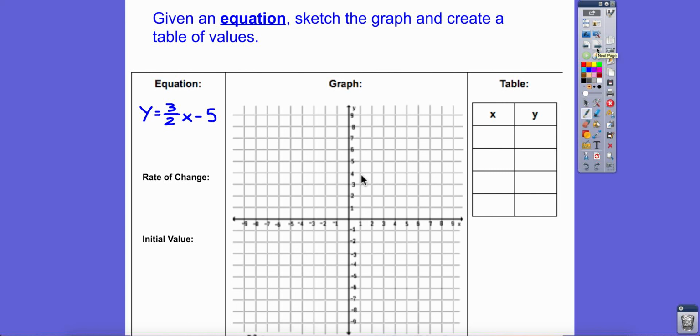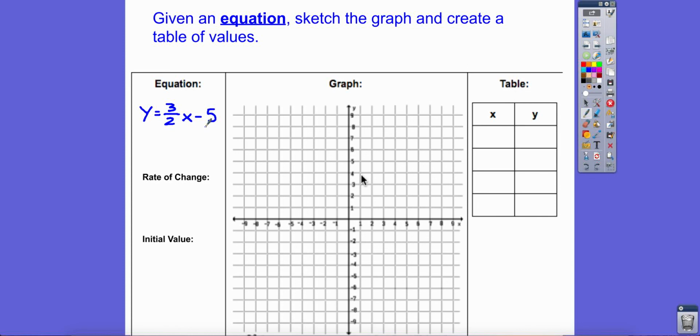Okay, so this time we're given an equation that says sketch the graph and create a table of values. There's a number of different ways that we can go about this process, but first of all, I'm going to show you just one here. Okay, so we've got our equation here. It says y equals 3 over 2x minus 5.